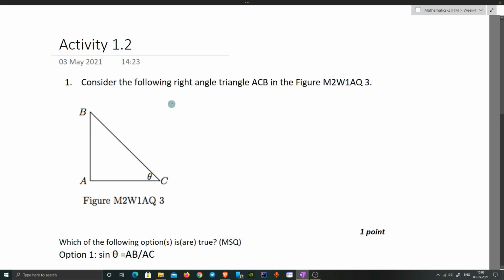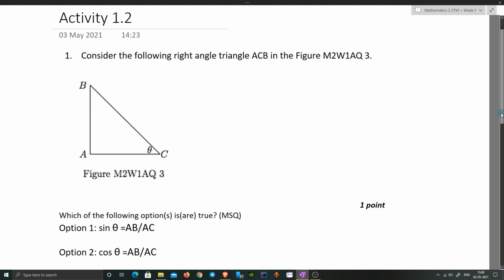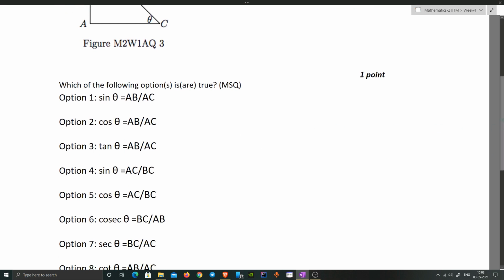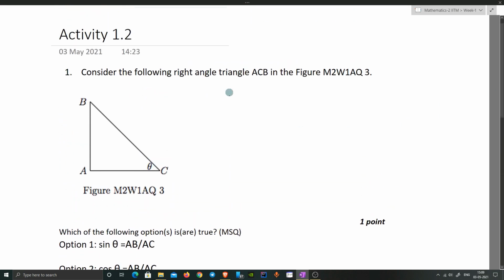We'll start with activity 1.2. So here the first question is, consider the following right angle triangle ABC. Upon this right angle triangle, they've asked us to find out the ratios of different trigonometric functions, right? Before that, we'll just list out all the definitions of trigonometric functions.